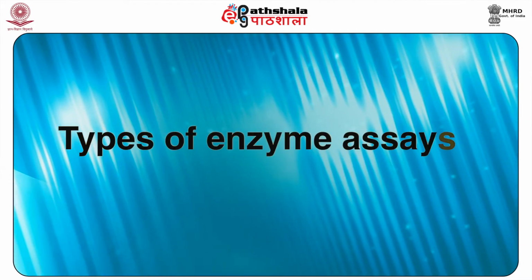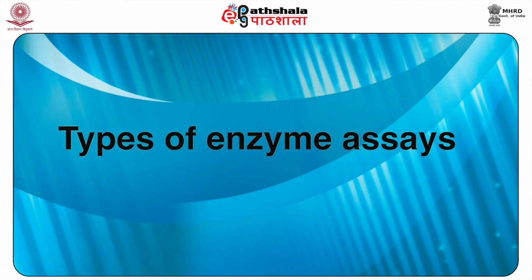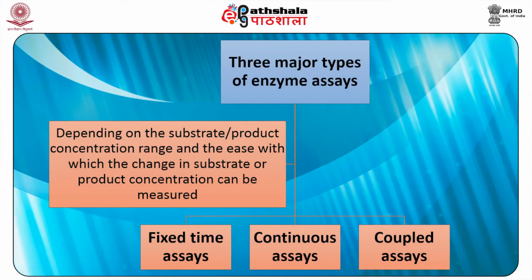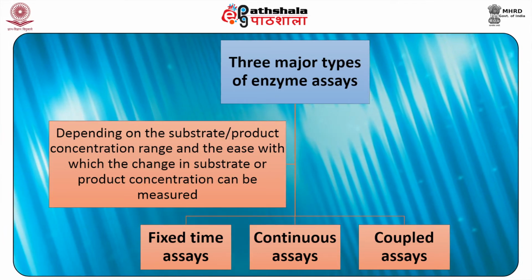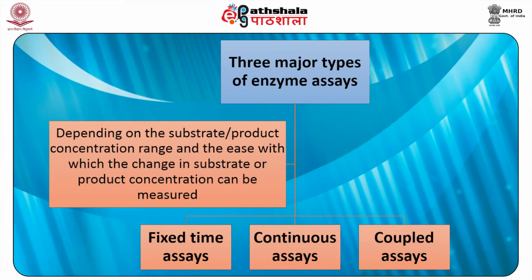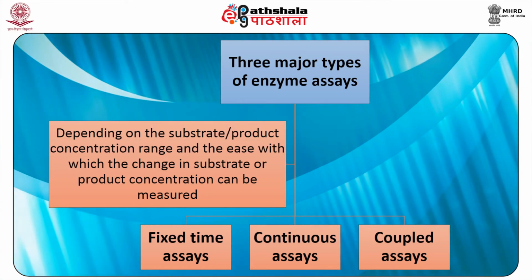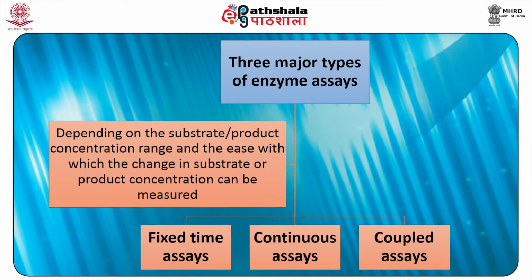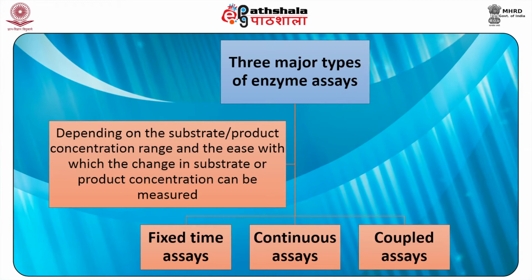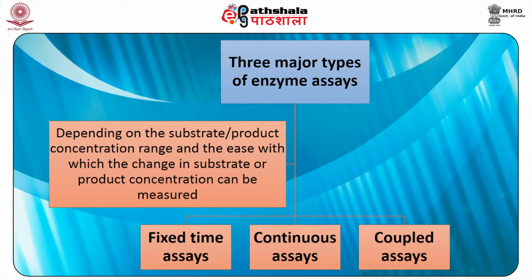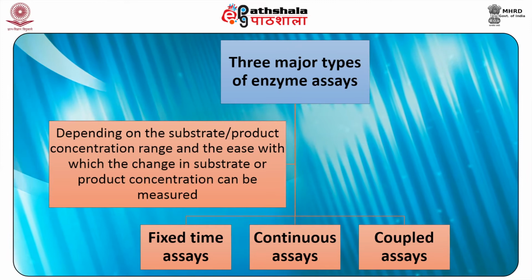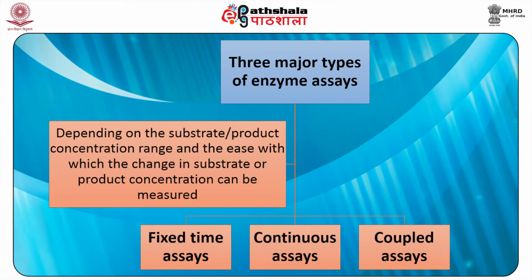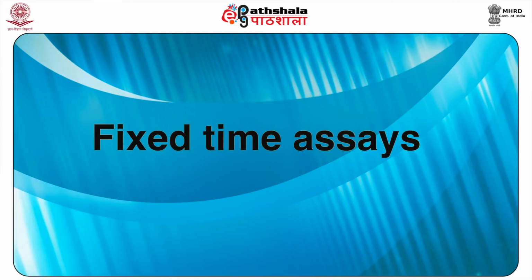Let us now consider the various types of enzyme assays. 3 major types of enzyme assays are there, depending on the substrate or product concentration range and the ease with which the change in substrate or product concentration can be measured. These can be classified as follows: fixed time assays, continuous and coupled assays.